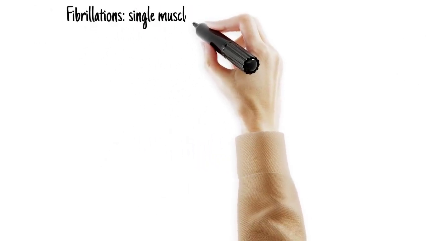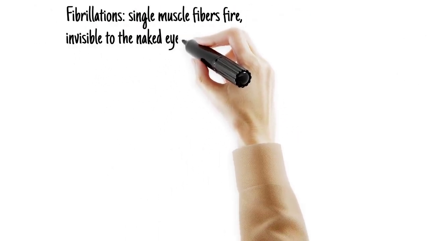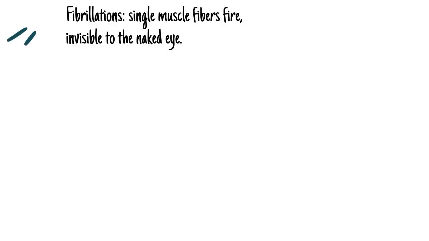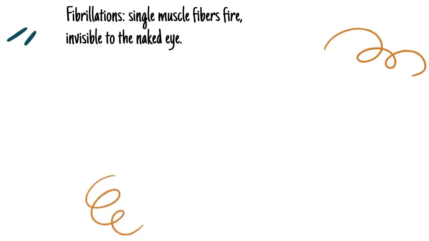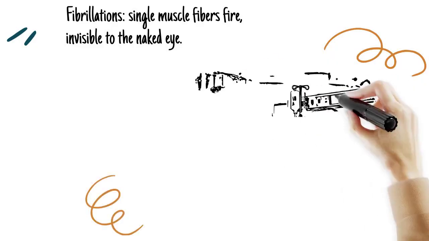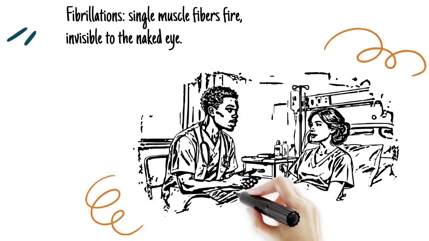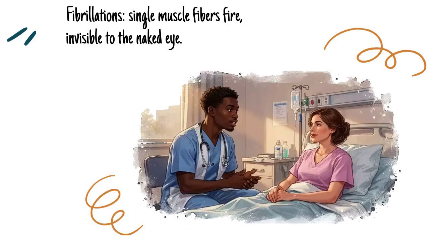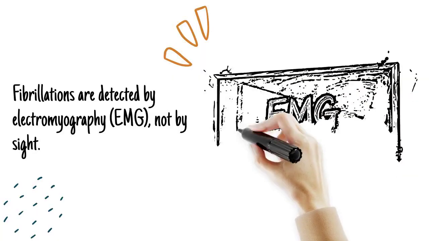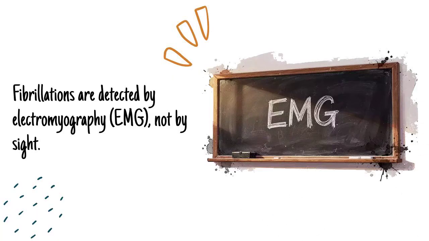Fibrillations occur at a much smaller scale, individual single muscle fibers firing spontaneously on their own, completely independent of any motor nerve signal. Because only one fiber contracts at a time, the movement is far too small to see with the naked eye. Fibrillations are detected only with electromyography, a needle study that measures the electrical activity of individual muscle fibers. On EMG, they appear as low-amplitude, regular spontaneous potentials.